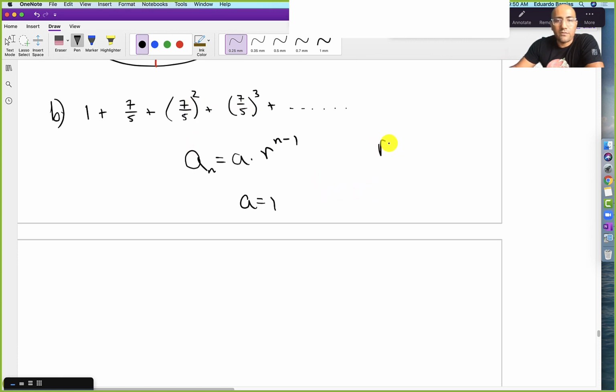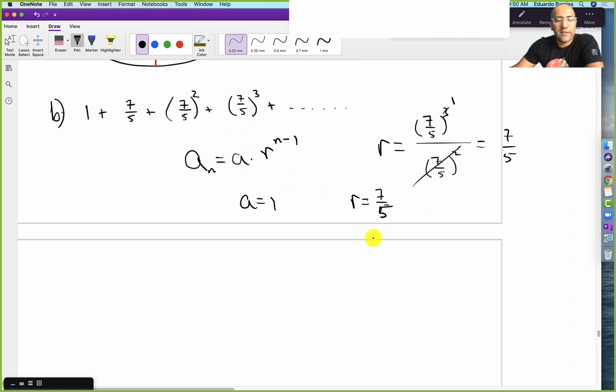Or, if you really want to go through the trouble of dividing these, we get 7/5 to the power of 3 divided by 7/5 to the power of 2. Any number divided by the one that came right before it, then this cancels with that and just gives you 7/5. So I hope it's clear that the common ratio r equals 7/5.